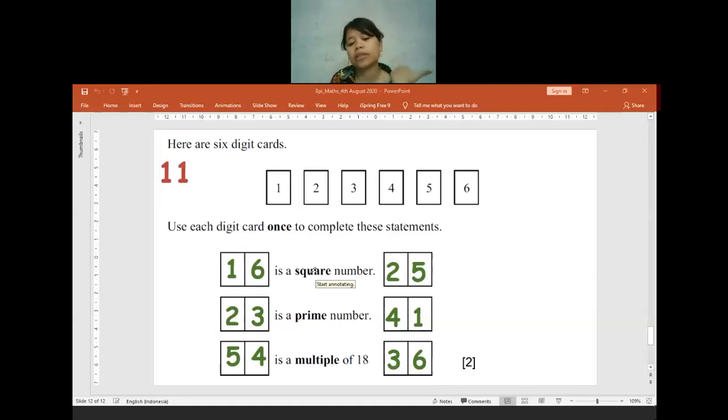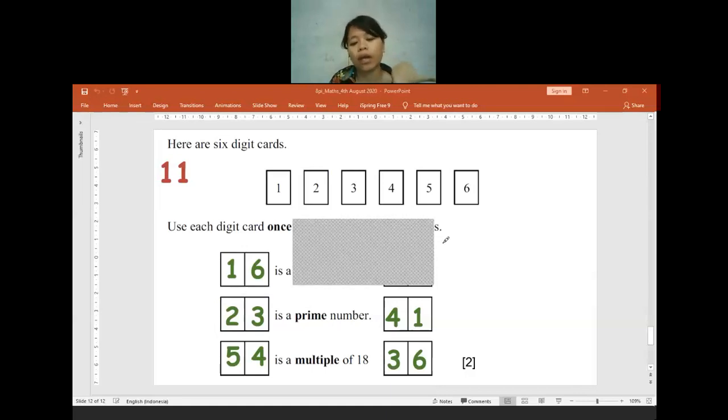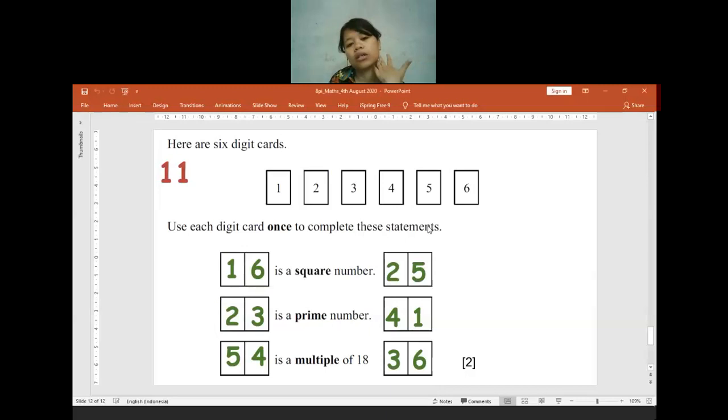Square number, it can be 16, can be 25, can be 64. Yeah, but we have to make sure that each number is only used once. Prime number, yes, it can be 23, can be 13, can be 41. But since I already used the number 1 on the first box, I cannot write 13 in the second box, because I already used the number 1 for the square number. Read the question properly. Use each digit card once.